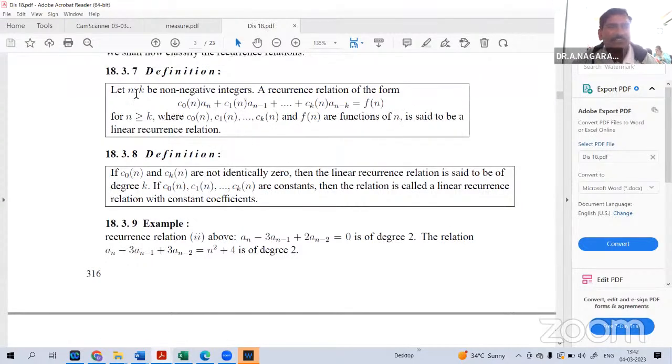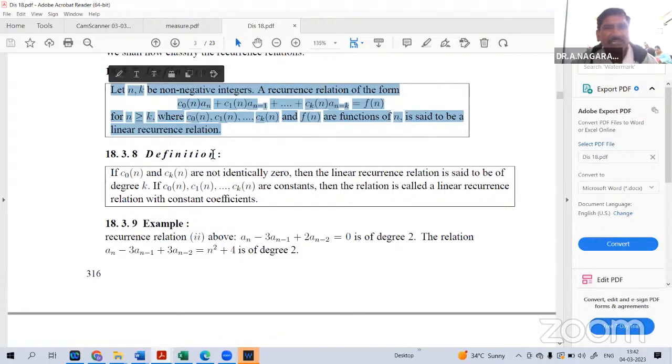Next, it comes to the definition. n and k are non-negative integers. Here, this is the definition of a recurrence relation. Whenever it is asked, you can write it like this. This comes under recurrence relations.